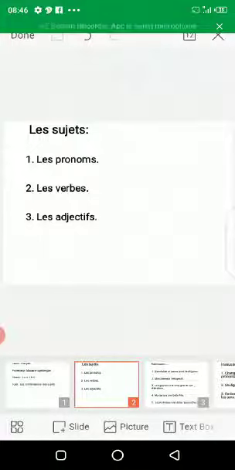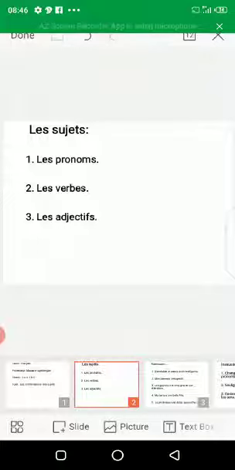Now, let's quickly summarize these three topics. Numéro 1, les pronoms. Il y a combien de pronoms en français? Combien? How many pronouns do we have in French? Si, très bien. We have 6 pronouns in French. Il y a les singuliers, il y a aussi les pluriels. We have the singular part and then we have the plural part. 3 singular and 3 plural, making 6 in all.